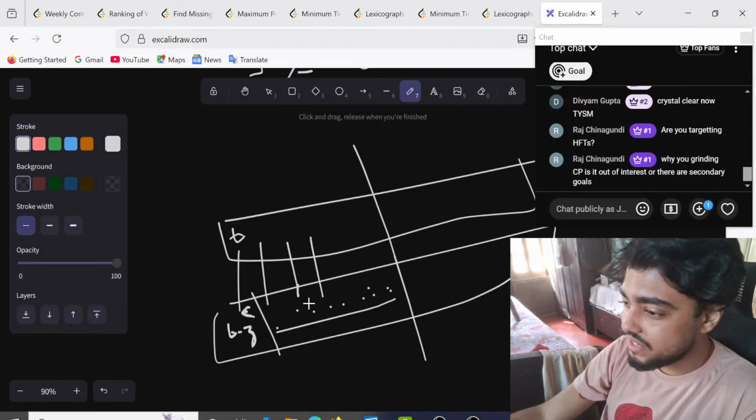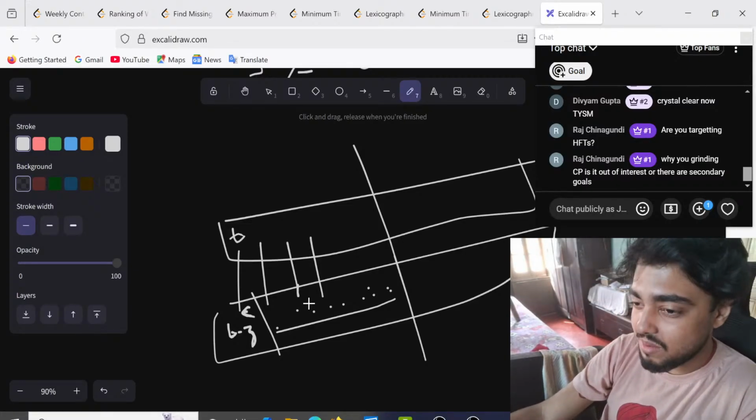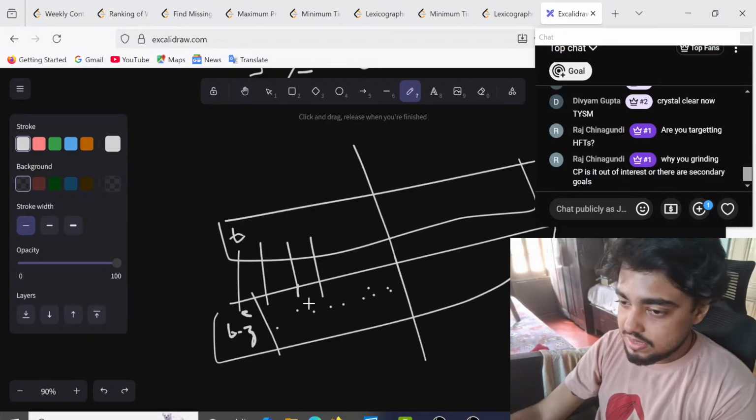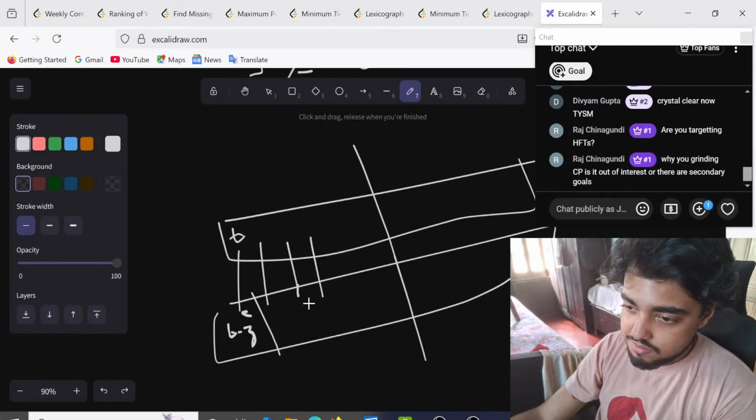I think this is the only trick that you have to follow. I think I messed it up. I should have coded this out.